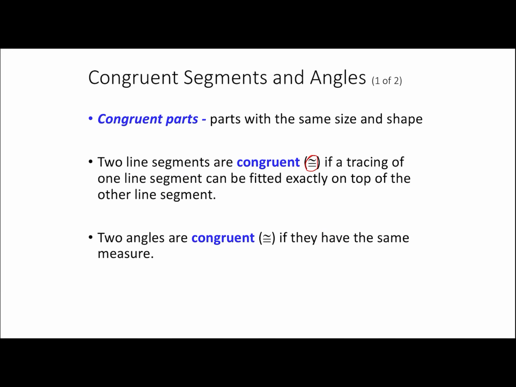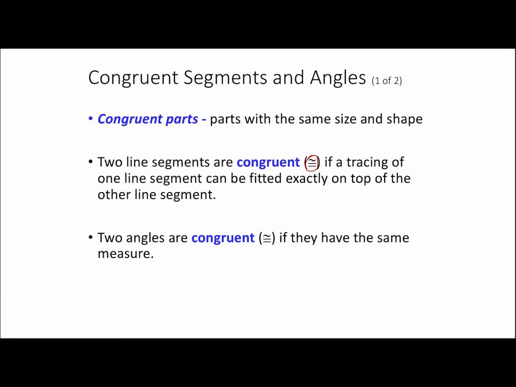And we would say that two line segments are congruent, and we use this symbol to represent congruency. It is an equal sign with a little squiggly line above it. We say that two segments are congruent if tracing one line segment can be fitted exactly on top of the other. In other words, if I were to pick one of them up and put it on top of the other one, it would fit perfectly. It'd be the exact same size, exact same shape. And I'll show you an example of that in just a second.